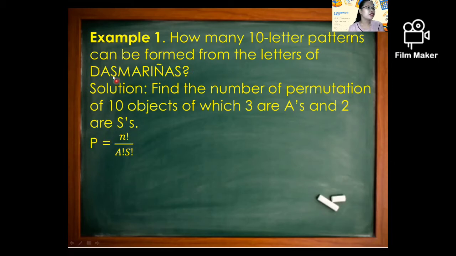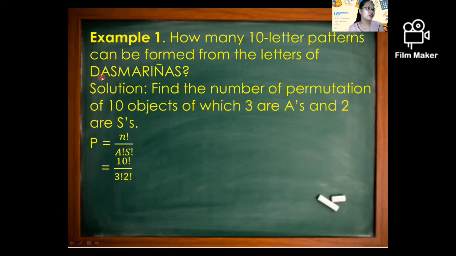Okay? Number of objects is 1, 2, 3, 4, 5, 6, 7, 8, 9, 10. So you have now here 10 factorial. Kaya nagkaroon tayo ng 10 factorial. Then, saan galing yung 3 factorial? Yung A daw po. Kaya ginawa ko siyang A factorial, kasi si A, meron daw tatlo.